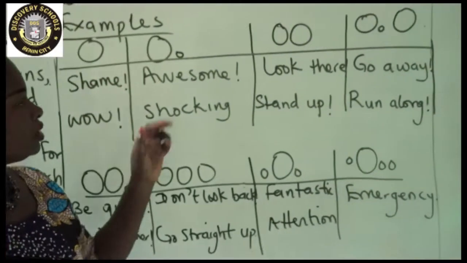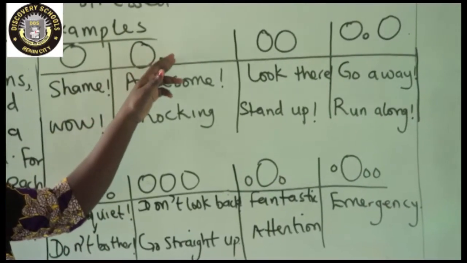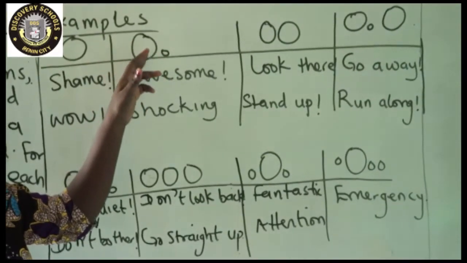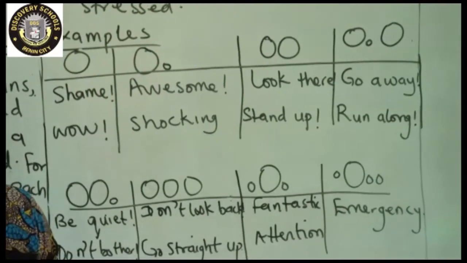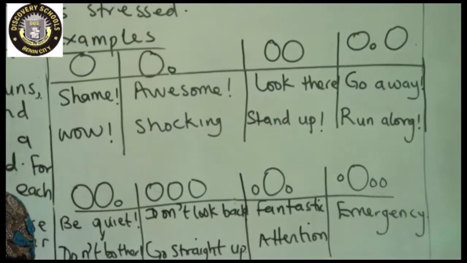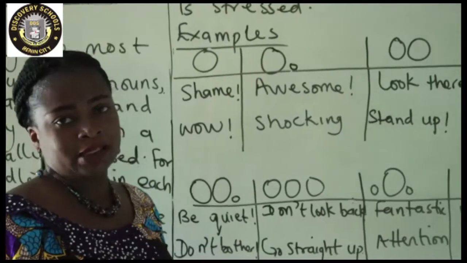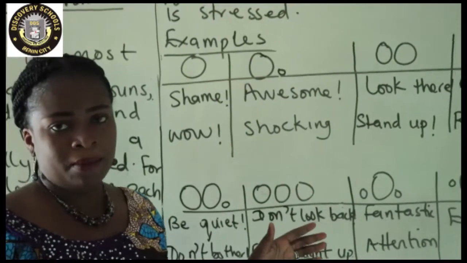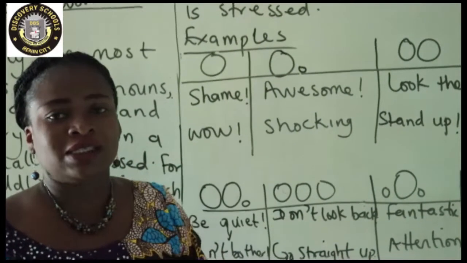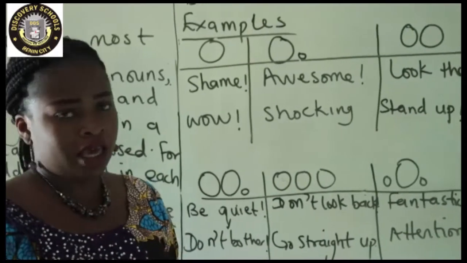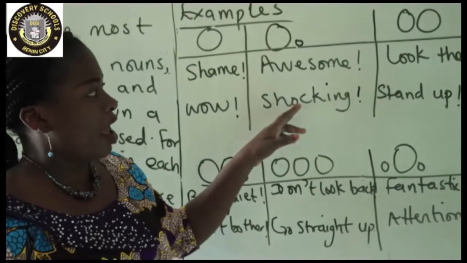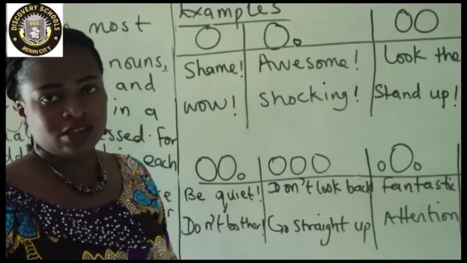Then, the second one, we have a capital letter O and a small letter o. The capital letter O here tells you that we have a word with two syllables, but the first syllable is stressed, even though the word is used to express surprise. Example, awesome. You see, my mouth is more open for the first syllable than the second one. Then we have shocking. See that word? Shock here is stressed. The second syllable is not stressed.